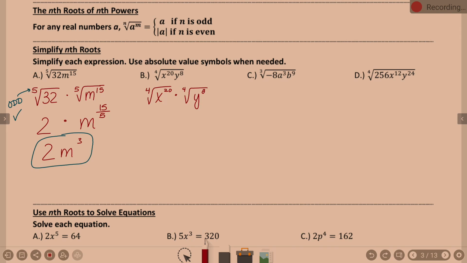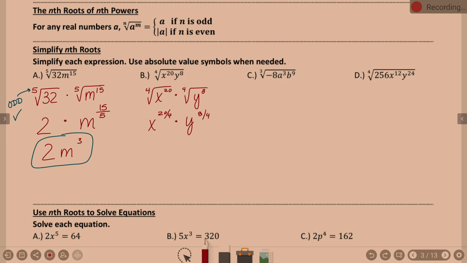How can we rewrite those? X to the 20 over 4, is that what I heard? Power over index, times y to the 8 over 4. Yes? Okay. Now, clean up.